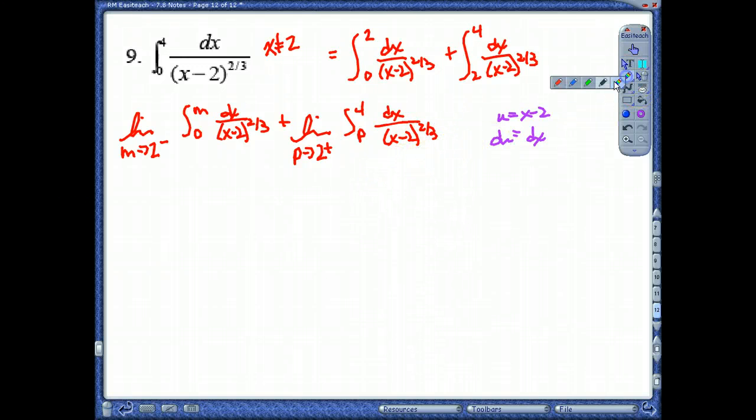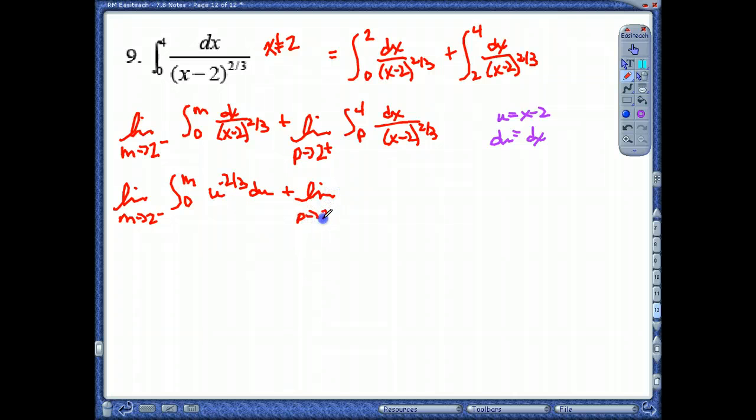So what's inside that, or what your integrand is, it's going to be from 0 to m, and that's going to be u to the 2/3 power on the bottom, so u to the negative 2/3 if I want to bring it on top. p to 4, u to the negative 2/3 du. Okay, so when I integrate this, I'm going to have the limit as m approaches 2 from the left side. I'm going to have u to the 1/3 times 3, so 3u to the 1/3.